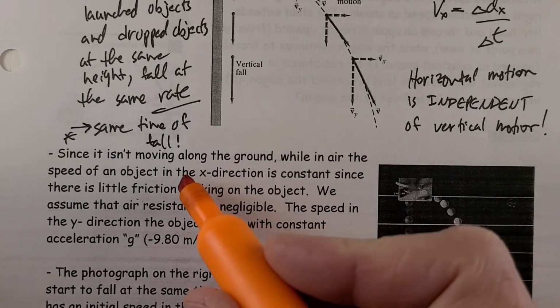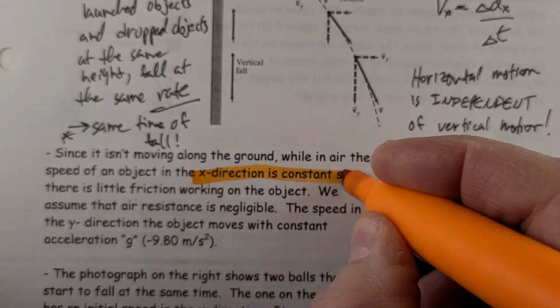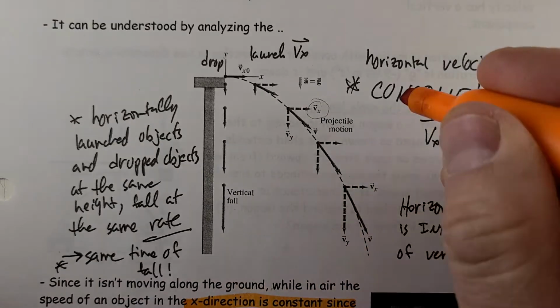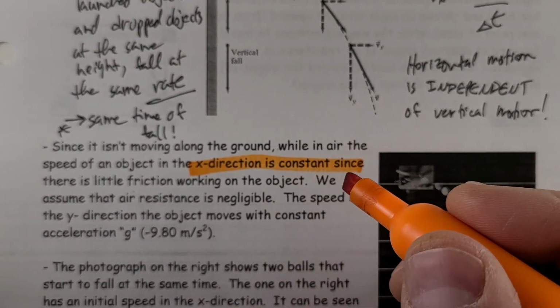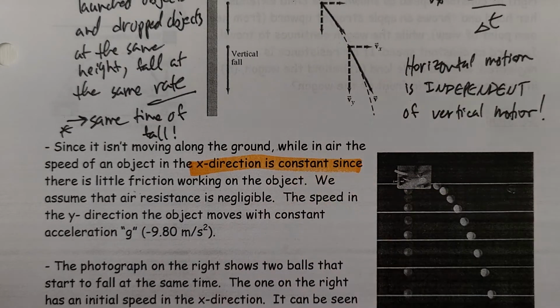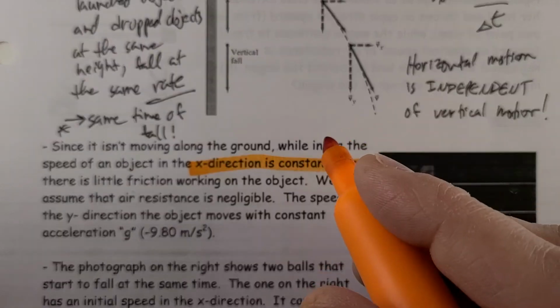So since it isn't moving along the ground, well, in the air, the speed of an object in the x direction is constant. So yes, just like what I said over here. Since there is little friction working on it, we assume that air resistance is negligible, and of course that only happens at slower speeds.